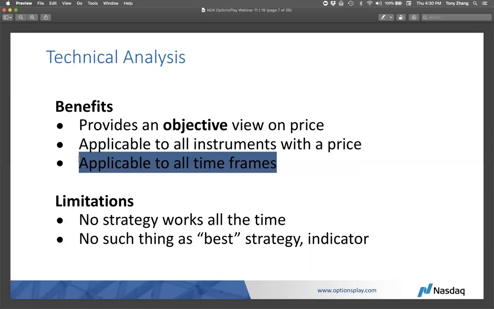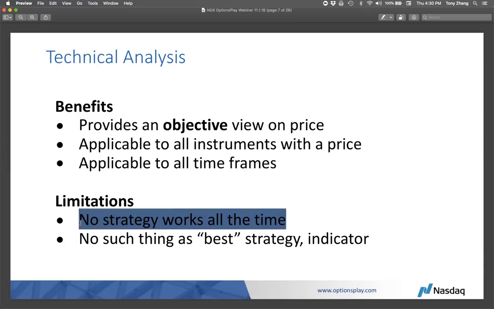So regardless of whether you're a day trader or a long-term buy and hold investor, you can apply the same form of technical analysis. And that's really, in my opinion, the benefit of technical analysis. Now, there are some limitations to this, and it's really important to understand the limitations in order to be a successful trader using technical analysis.